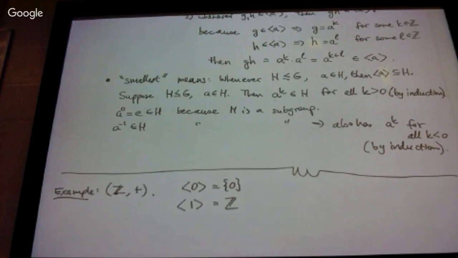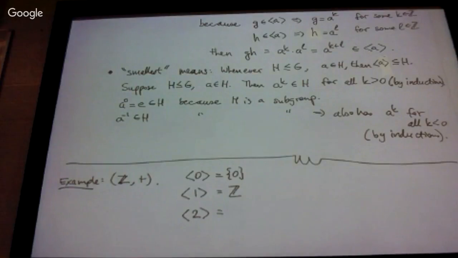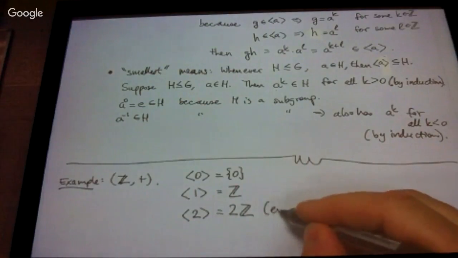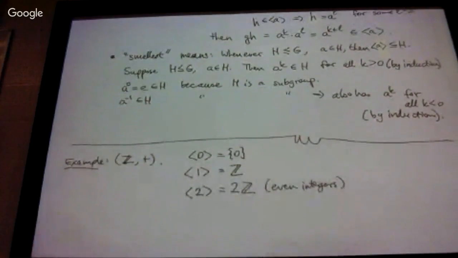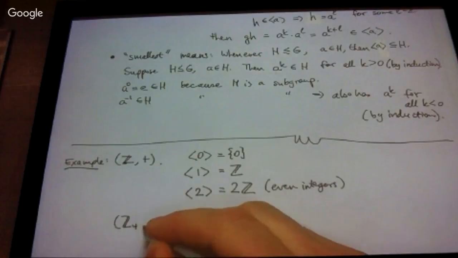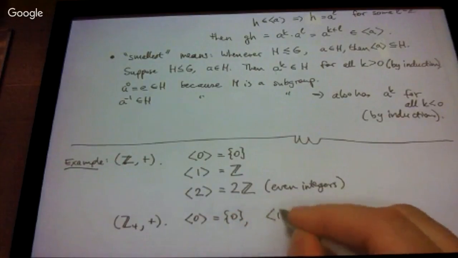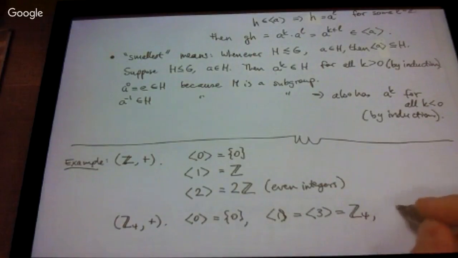Okay? But if I take 2, what do I get? All the even integers, exactly. So I'm going to call it 2Z. Simple. If I do the other example that we just had, again, 0, I only get 0. 1 or 3, I get everything. And 2, I get 0 and 2 only. I can't get 1 by adding 2 to itself.